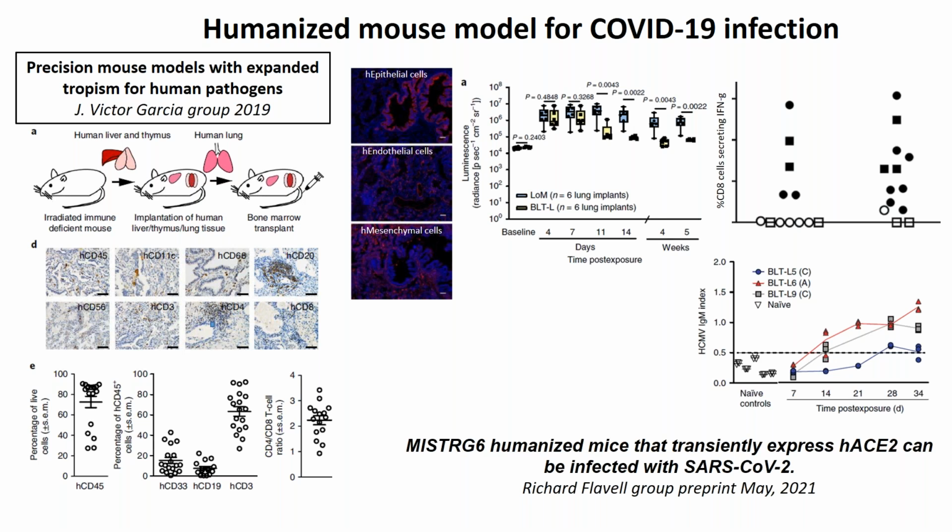Victor Garcia's group sometime in 2019, just before the pandemic, and they generated a BLT model with human lung. Basically, the BLT-L model consisted of human liver, thymus, and lung, and they showed that the human lung in these models upon engraftment can have all human epithelial cells, endothelial cells, and mesenchymal cells, shown in the figure in the middle, and these lung tissues possessed all kinds of human immune cells like CD11c, CD68, CD56, etc.